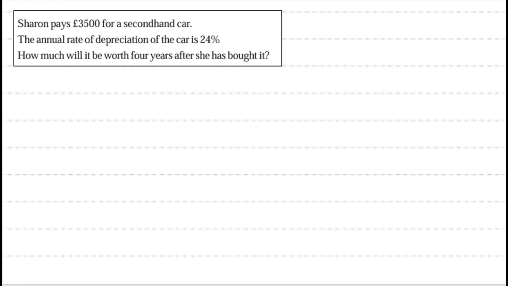So again, we start off at 100%. But because we are losing money, we are losing 24% of the value of the car, we have to subtract 24%. And that gives us 66%, which in decimal, after dividing by 100, it becomes 0.66, which is our multiplier for the depreciation.